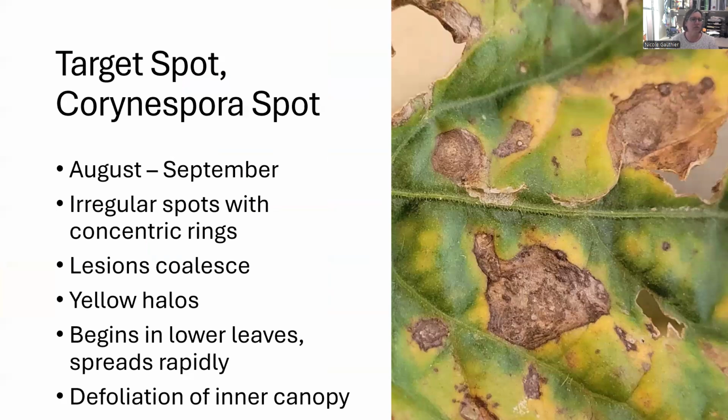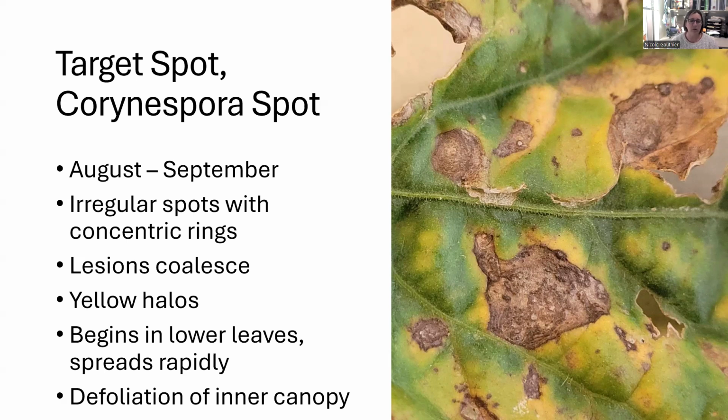Okay, the next disease, target spot, also called Corynespora spot. This is a later disease, and this is one I call a hot weather disease. This is one that's a little bit newer here in Kentucky. As we start seeing all of these hot summers, we're seeing more Corynespora and less of some of the others. We don't start seeing the target spot or Corynespora spot until about August, and it will go into September.